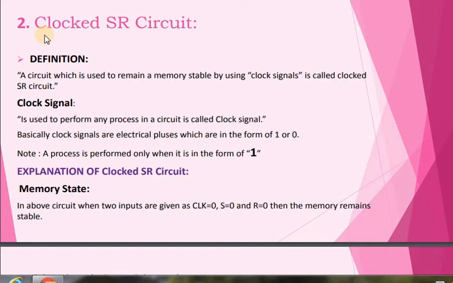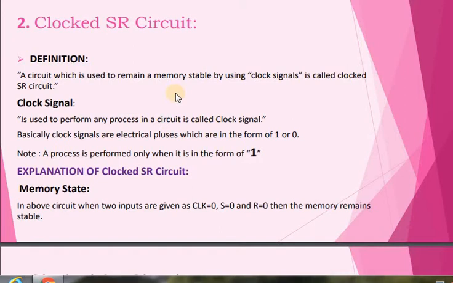In the last class we discussed the SR latch. Now we are going to discuss the clocked SR circuit, that is, the clocked SR flip-flop. First we will see the definition. A circuit which is used to keep a memory stable by using clock signals is called a clocked SR circuit.